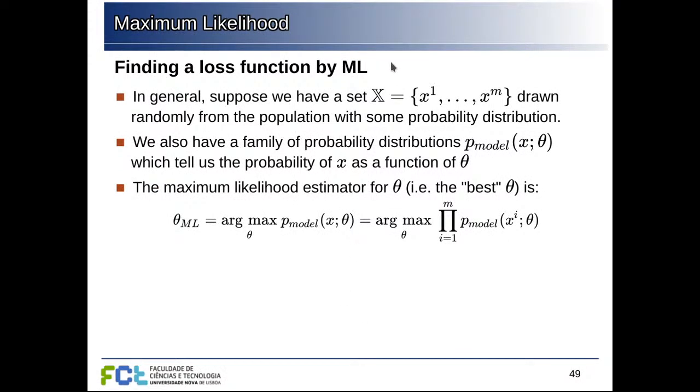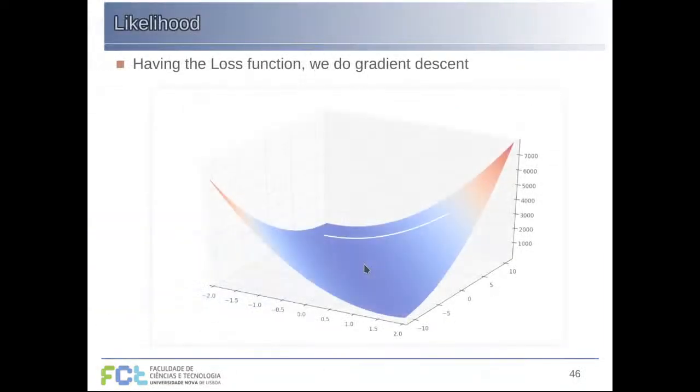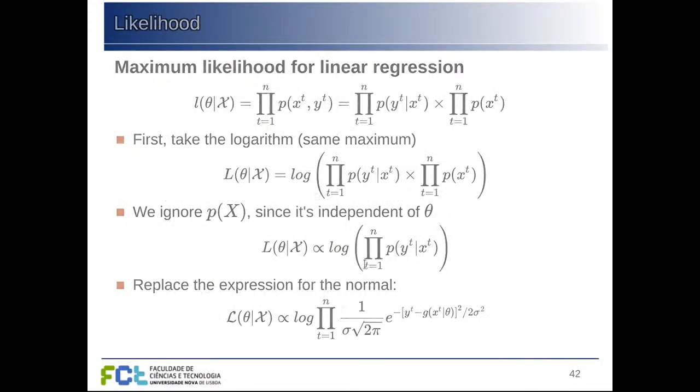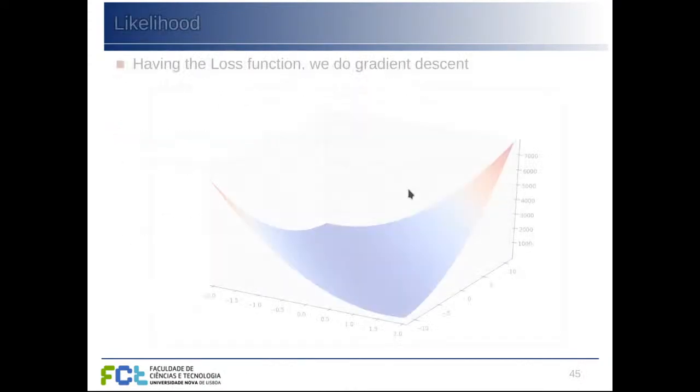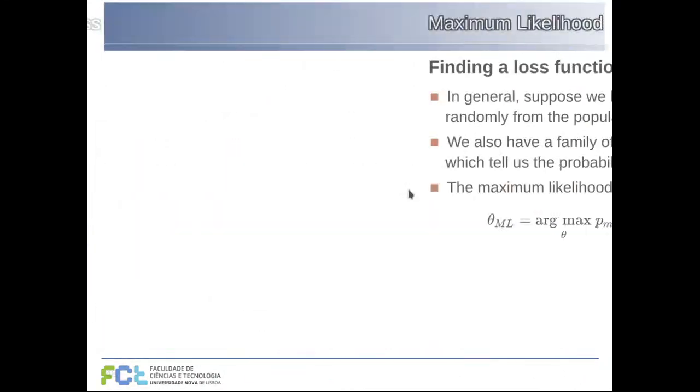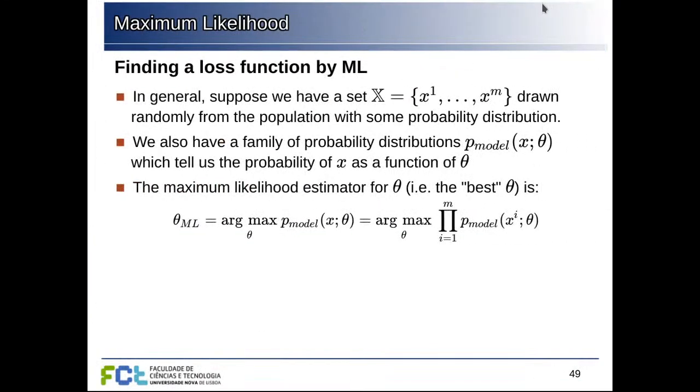So in general, we have this data set that we drew randomly from the population with some probability distribution. And we also have in our model a family of probability distributions. In the case of linear regression, we have this family here. Depending on the parameters, we have this normal distribution around this straight line. But for different models, we can have different probability distributions depending on what we are trying to express with our model.